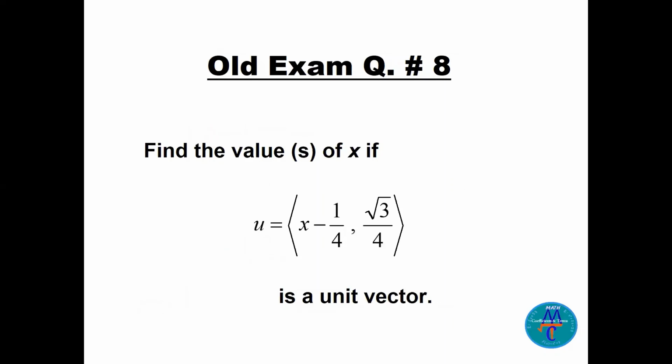Find the value or the values of x if a vector u here is a unit vector. That's the only given. We have a vector u. The components are x minus 1 over 4 and y is square root of 3 over 4. It is given that this vector is a unit vector. So try to remember the meaning, where the magnitude is 1. I'm just telling you. And then try to find the x values.